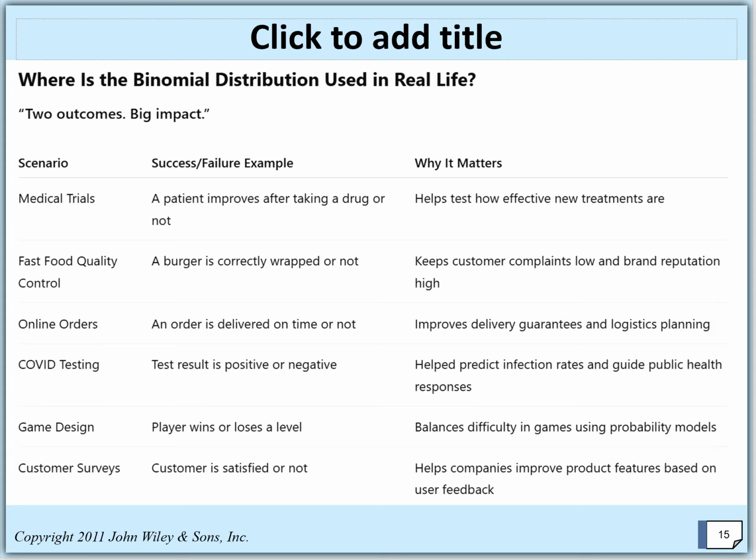There's no third option. COVID testing: are you COVID positive or not? Game design: a player wins or loses a level. Customer service surveys: a customer is satisfied or not. So all these data points or distributions are binomial. It's either yes or no.